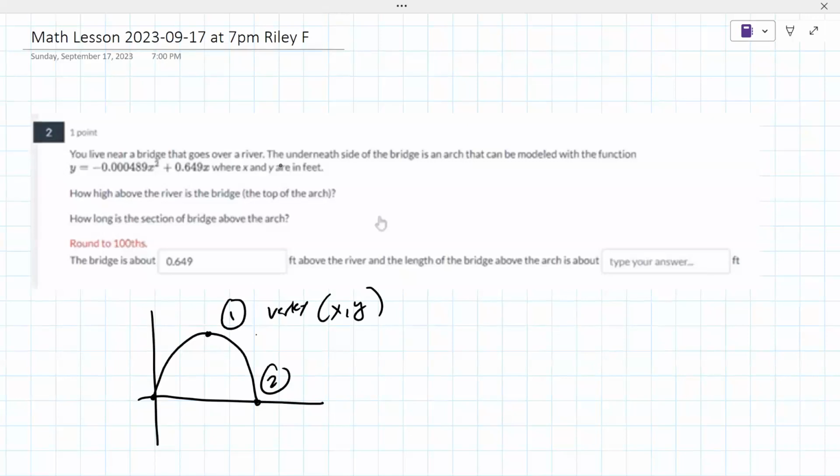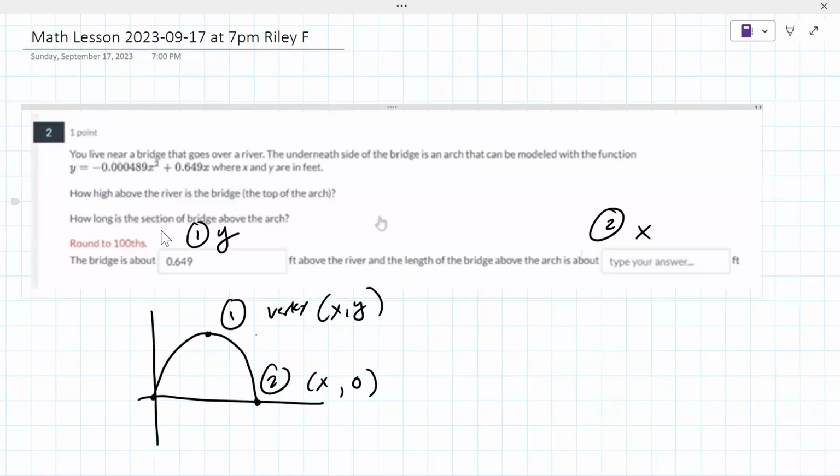the x or the y value. So in this position, they're asking for the y value at 1. Okay. And the length of the bridge above the arch. Okay. And then the second one here is asking about, as we know the y value is 0, it's asking about the x value at 2, basically. So first things first here, we're going to find the vertex.